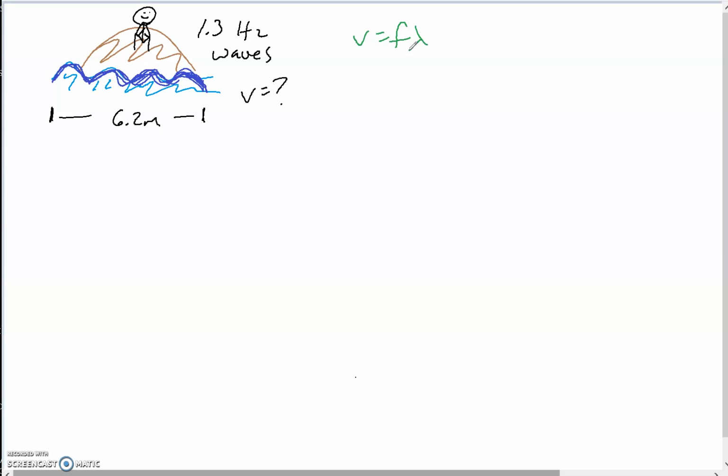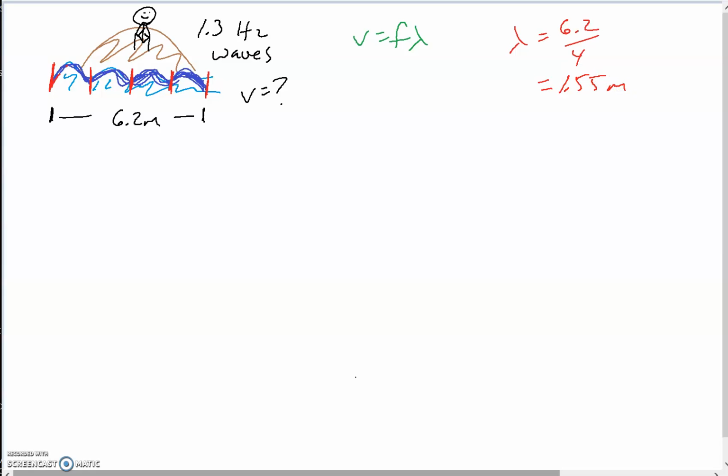So if I look at the waves, I got that 6.2 meters, but that's not the wavelength. That is for a bunch of waves. If I look at it, I've got one wave starting here. It goes through one complete cycle. There's one wave, there's two waves, there's three waves, and there's four waves. So I've actually got four waves. So to find the wavelength, I need to take that 6.2 and divide it by 4 in order to get the length of one single wave. If I do that, the wavelength would be about 1.55 meters.